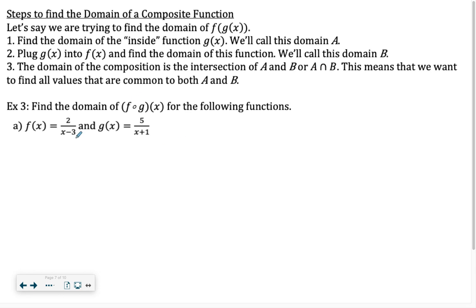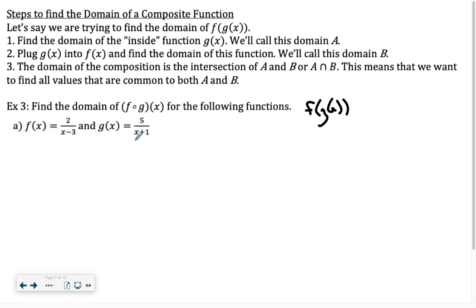So let's first find the domain here of g. Here we're finding the domain of f of g of x. So my inside portion is g. Let's first find the domain of g. So if we think back to domain restrictions, we said that really the only things that could cause the domain to not be all real numbers would be negative values under an even root or zeros in the denominator.